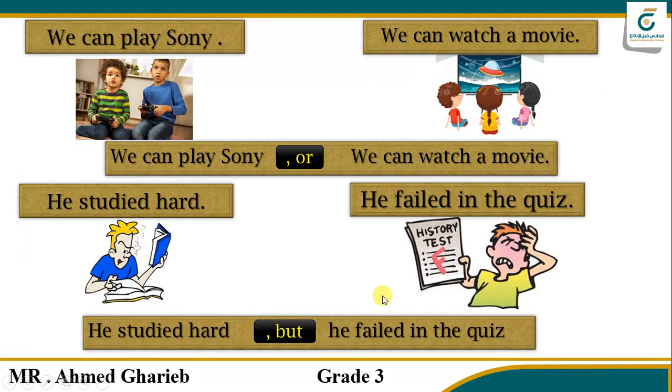As you see, we can use and to add an information. We can use or to give options and to choose. We can use but if there is contrast between two sentences. Okay? Let's go ahead.